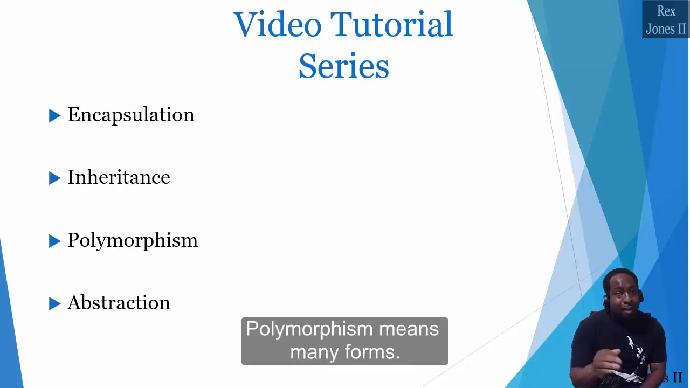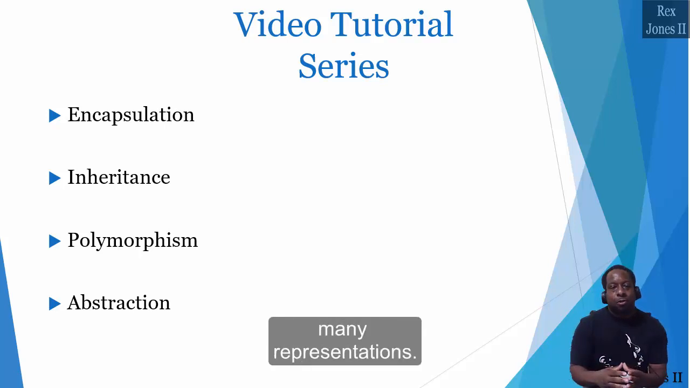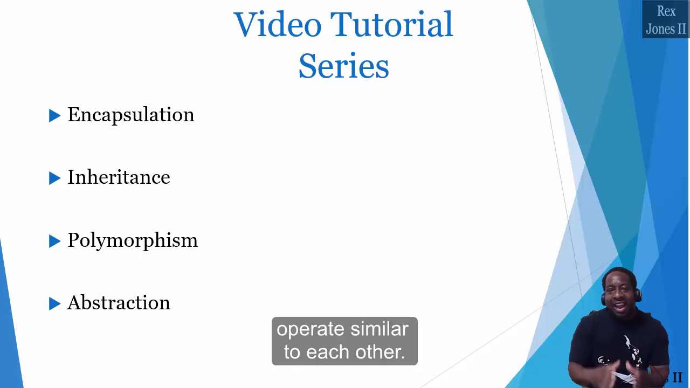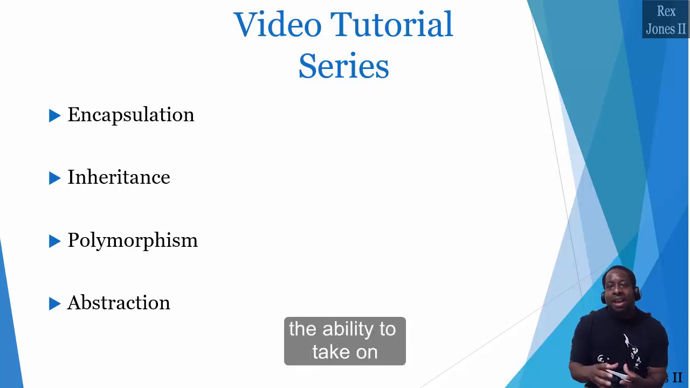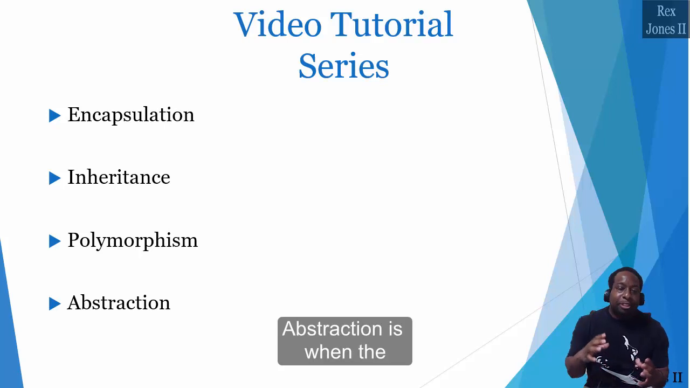Polymorphism means many forms. It allows an object to acquire many representations. All of those representations operate similar to each other. As a result, one interface has the ability to take on properties of more than one class.